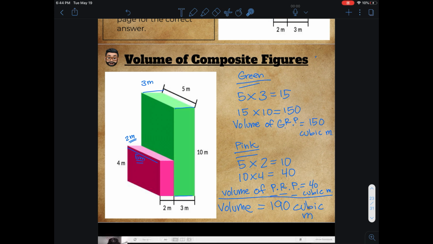Don't forget, on the next few examples, look at how it's broken down. Look at the colors. They've made it pretty easy for you. The composite figure is usually made of two rectangular prisms, and they're colored differently. So find the volume of one of the rectangular prisms, find the volume of the second rectangular prism, and then just add them together. That will give you the volume of the entire composite figure.